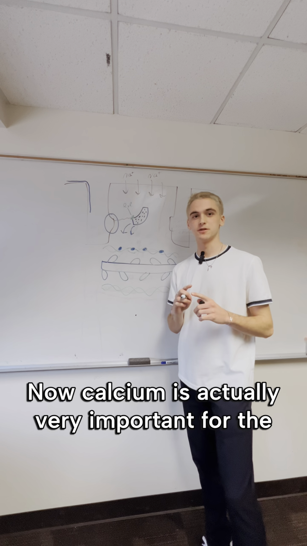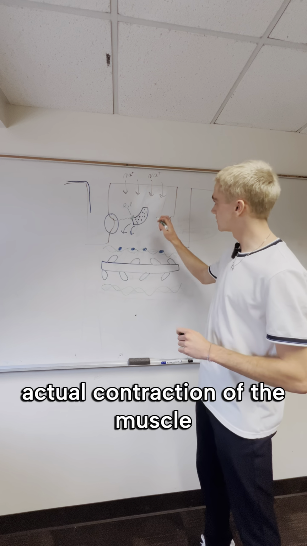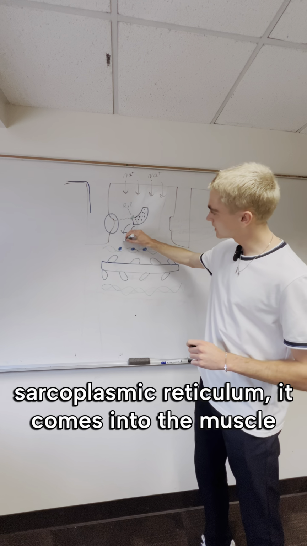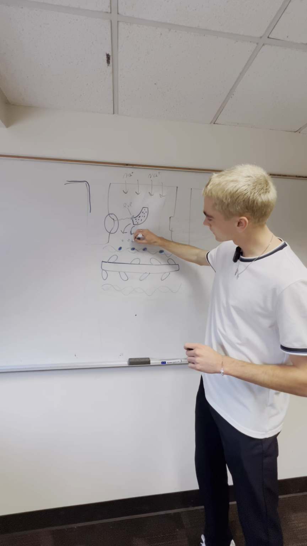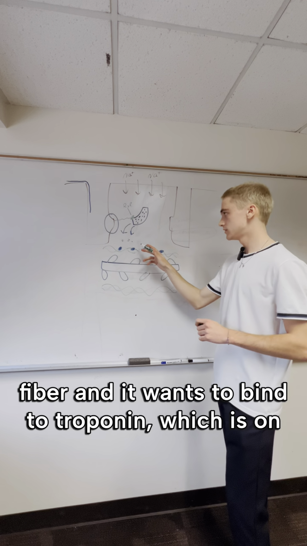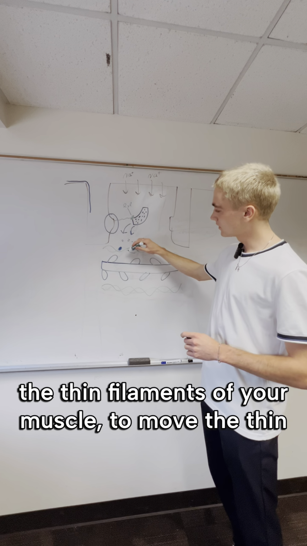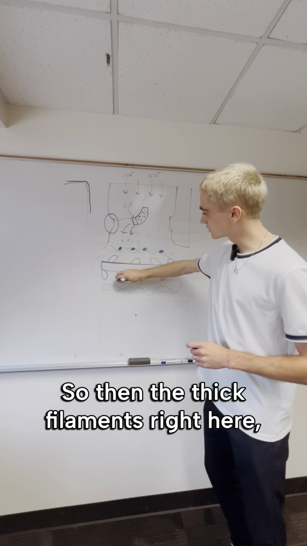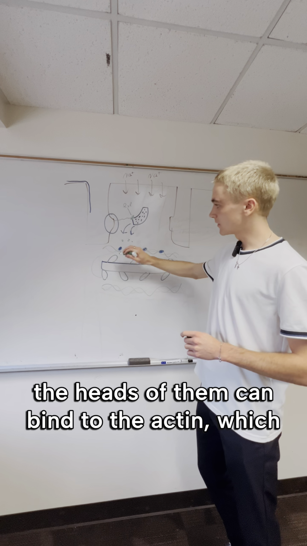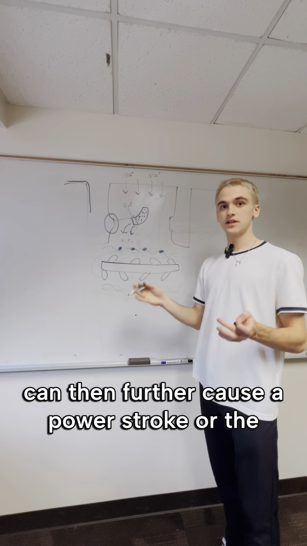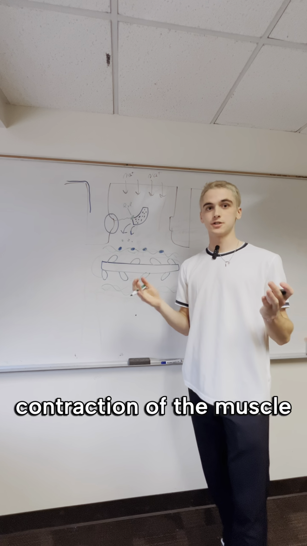Now, calcium is actually very important for the actual contraction of the muscle. When we have calcium released from the sarcoplasmic reticulum, it comes into the muscle fiber and it wants to bind to troponin, which is on the thin filaments of your muscle, to move the thin filaments. So then the thick filaments right here, the heads of them can bind to the actin, which can then further cause a power stroke or the contraction of the muscle.